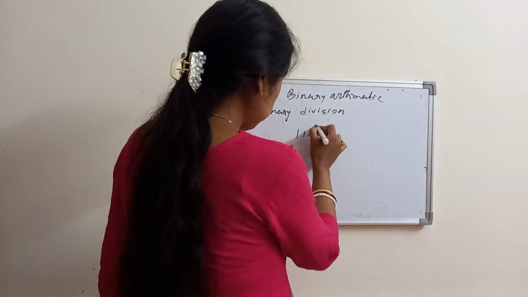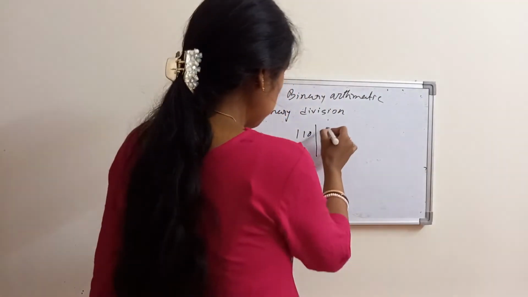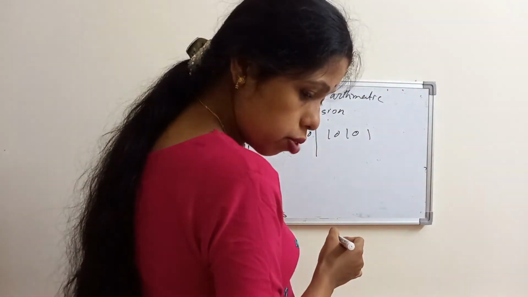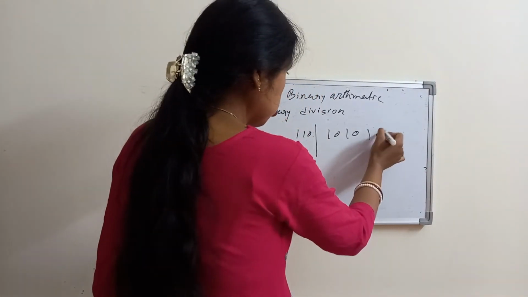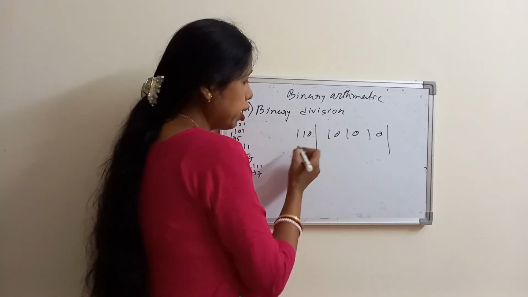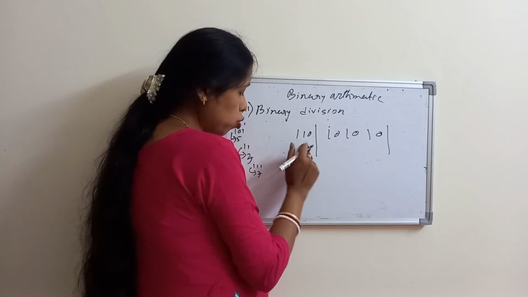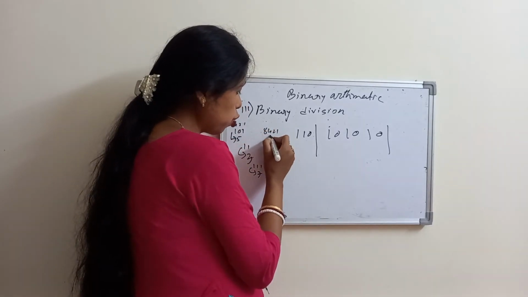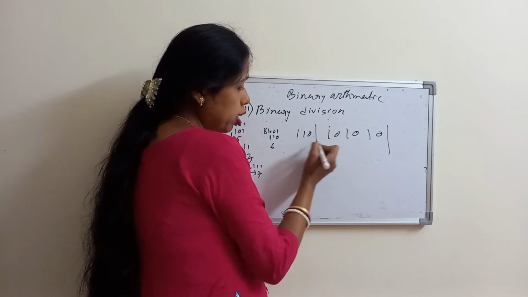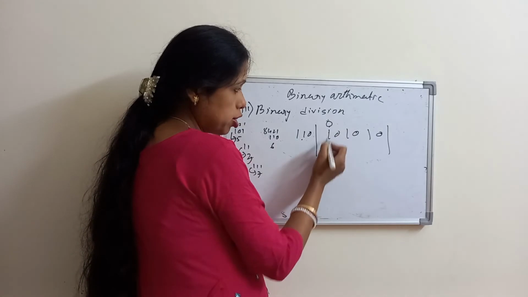1 1 0, and the dividend is 1 0 1 0 1 0 1 0 1 0 1 0. Okay. So now you can see, 110 means 6 if you write it in 8-4-2-1 format. So if you are taking 1, this 1 is not divisible by 6. So here you are writing 0.